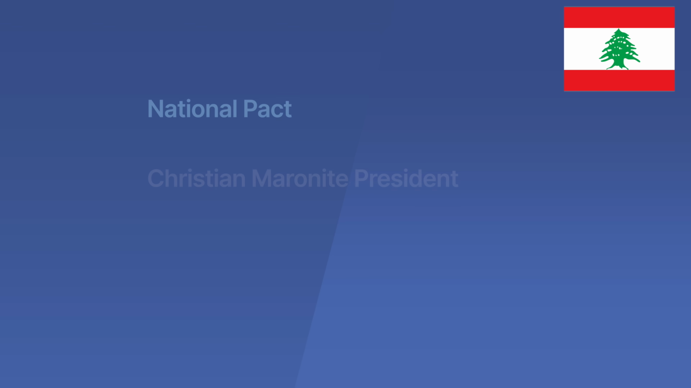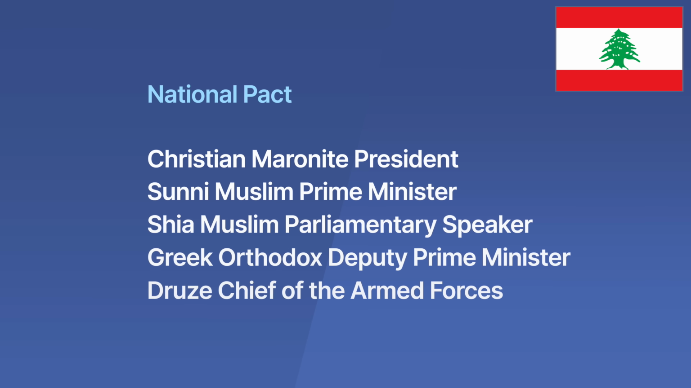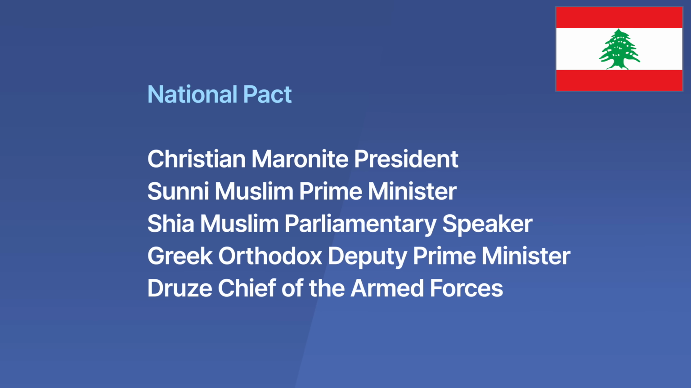At the heart of the new state was the National Pact. This divided power between the dominant religious groups in the country. Based on the 1932 census, which showed a slight Christian majority, it stipulated that the president would always be a Maronite Christian, the prime minister a Sunni Muslim, and the speaker of the parliament a Shia Muslim. But while the pact provided a framework for cooperation, problems gradually emerged as the Muslim population increased and demanded a greater share of political power.